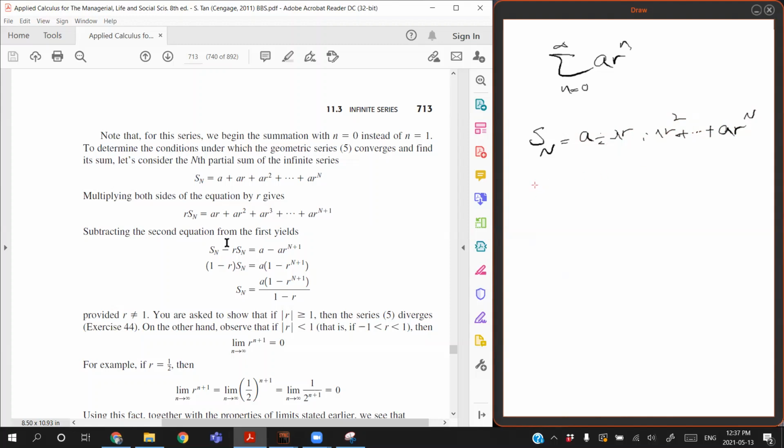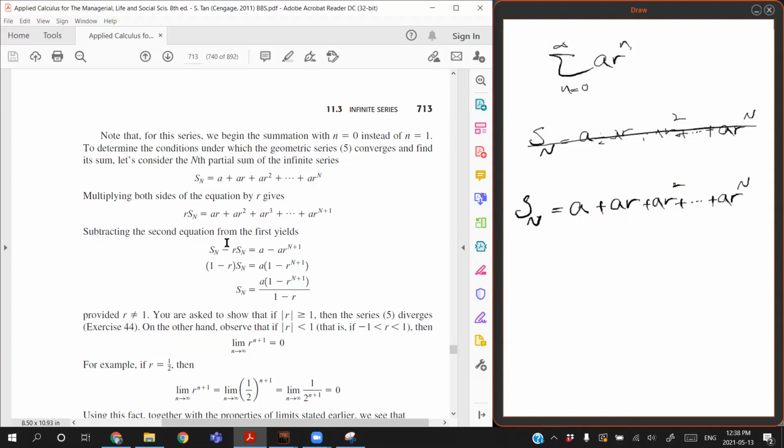Now, if I multiply both sides of this, oops, I have to rewrite that. Ignore this, Sn, which is the general term of the sequence of partial sums. In other words, Sn is the sum of the first n terms of the series. It's going to be a, the first term, ar plus ar squared, all the way to ar to the power of n.